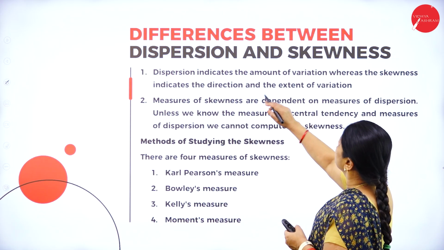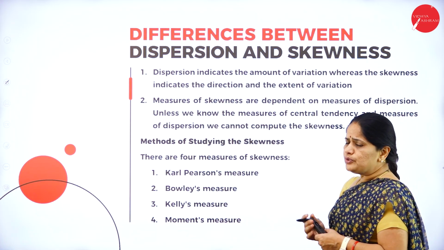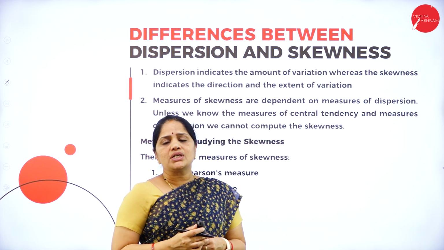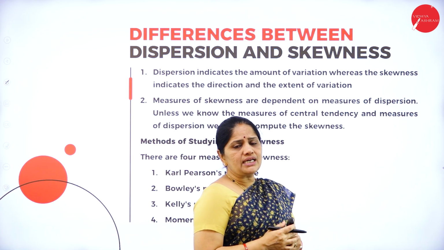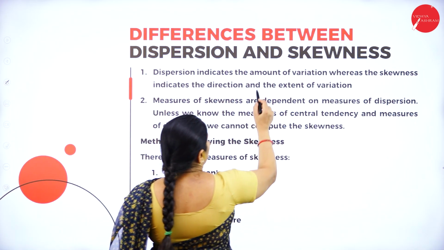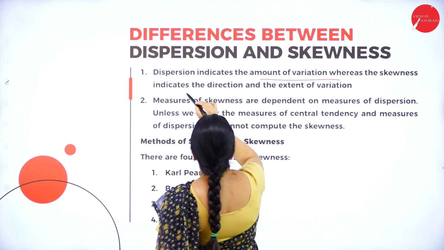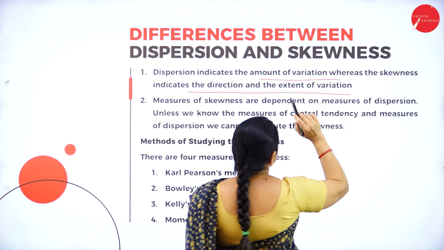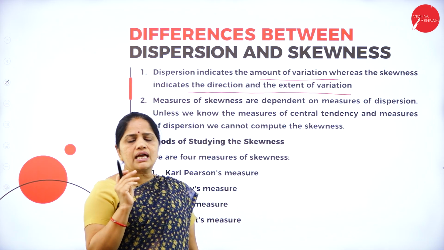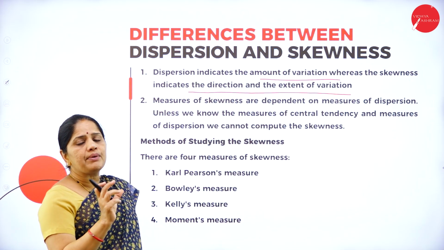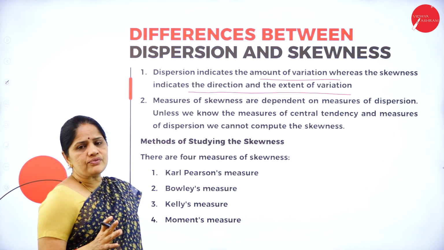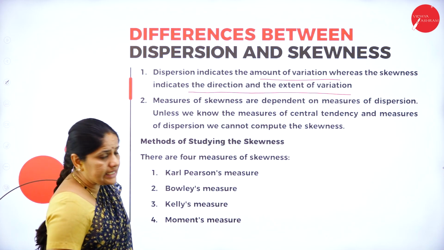Then, differences between dispersion and skewness. In this unit 2, we have just studied what dispersion is and what skewness is. Dispersion indicates the amount of variation, whereas skewness indicates the direction and the extent of variation. In dispersion, we can just measure the amount of variation, whereas skewness indicates the direction. In skewness, we will know whether it is positive or negative skewness.